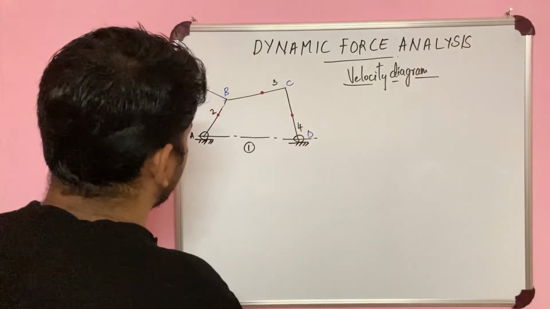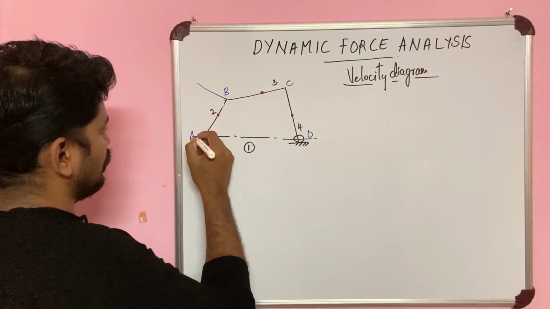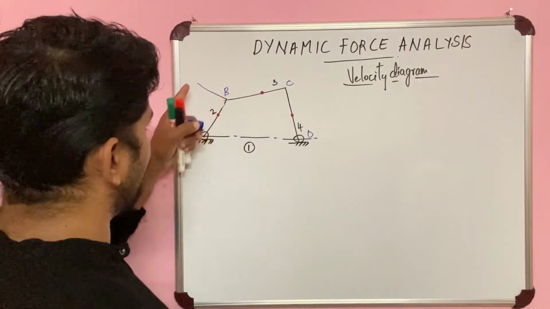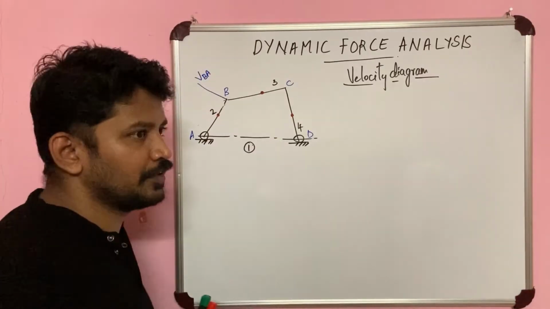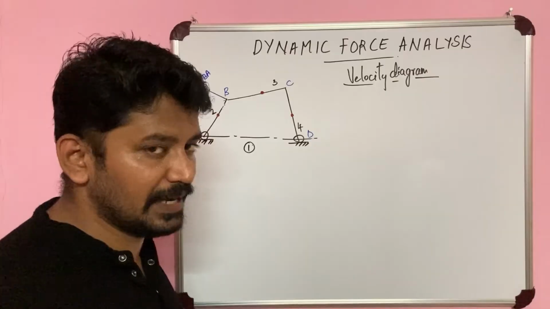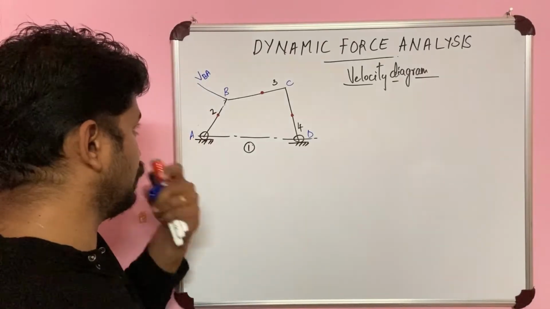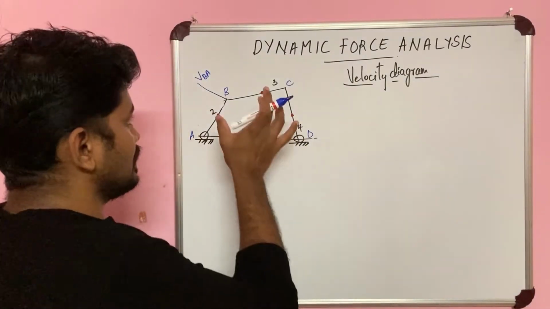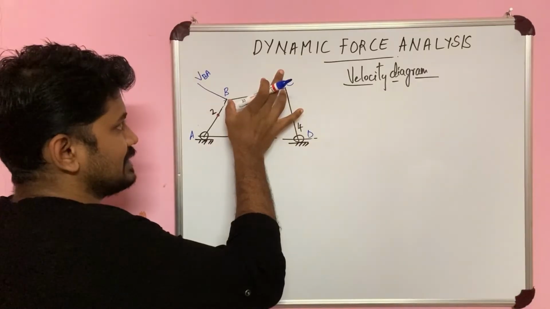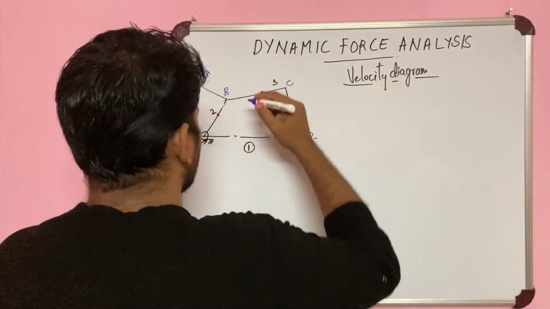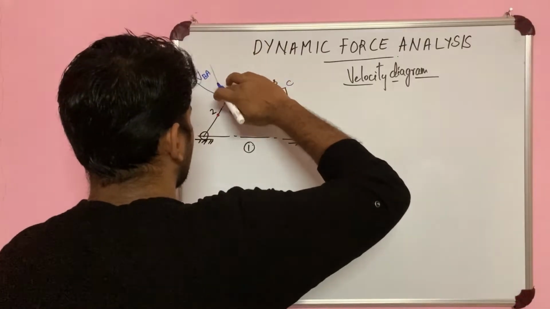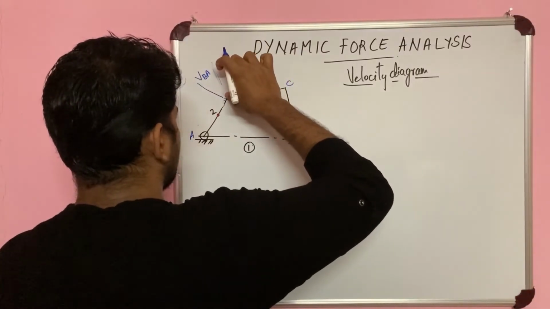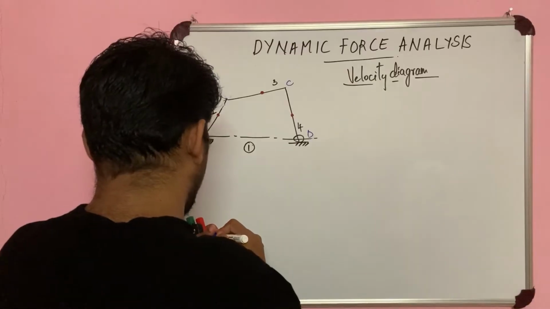So here, this velocity is the velocity of B with respect to A. Velocity of B with respect to A. Now again I am going to consider the velocity of this connecting rod BC. That also will be perpendicular to the link. So this is the velocity of BC. Let us see.